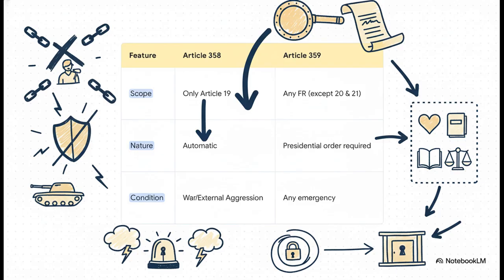First, you've got Article 358. This one is automatic. The moment a national emergency is declared because of war or external aggression, poof, Article 19, your freedom of speech and expression is suspended. Just like that. But then you have Article 359, which works differently. It's not automatic. It gives the president the power to issue a specific order that says you can't go to court to enforce certain other fundamental rights.